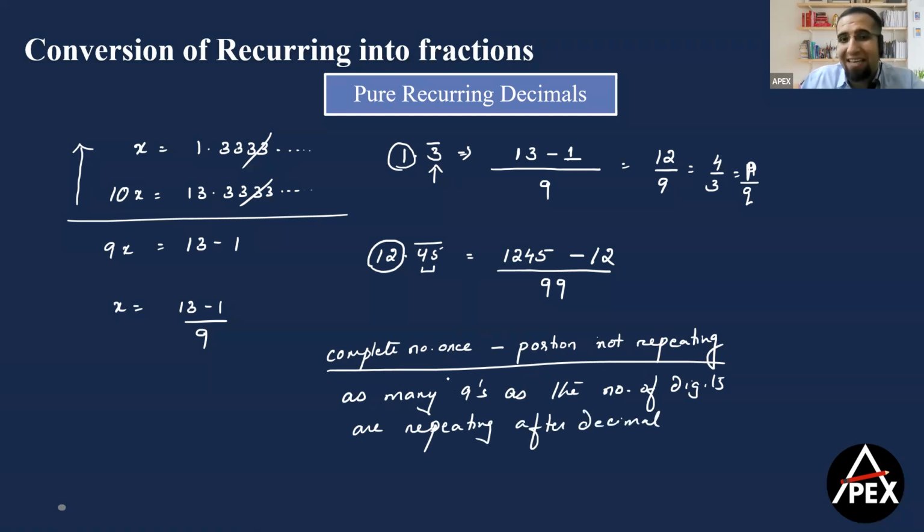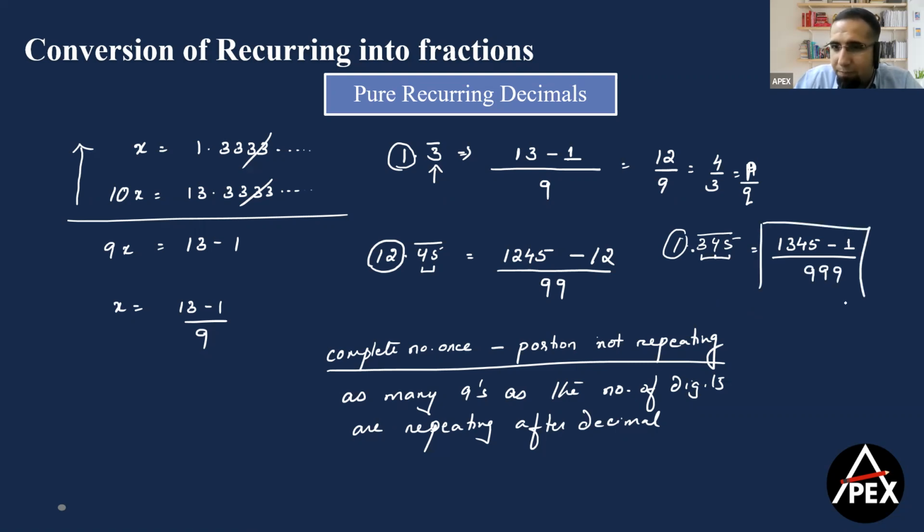Okay, guys. Now let's take one last example. Let's say I take 1.345 and the bar is on 345, which means 1.345, 345, 345, and so on. Now I write my complete number once, without decimal and without repetition. I subtract the portion that is not repeating, so only 1 is not repeating, right? Divided by, after decimal there are 3 digits repeating, so the denominator will have 3 nines, and this becomes the simplified P by Q form of a pure recurring decimal.